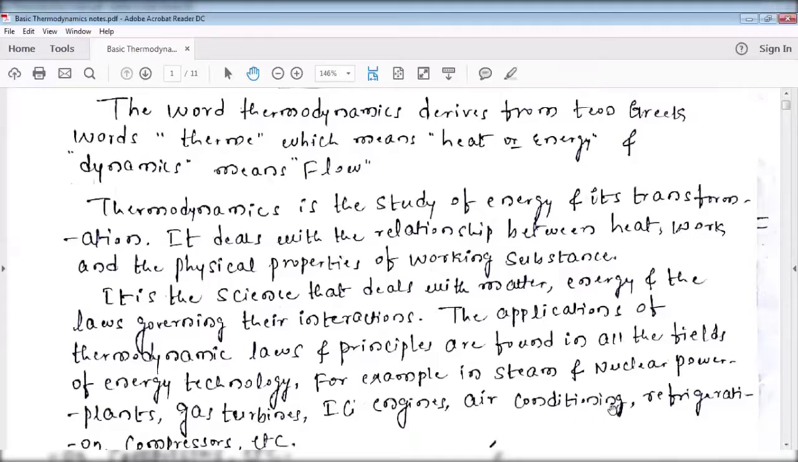Then air conditioning system. That is one application of thermodynamics. In the air conditioning systems, we are extracting the heat from the room to be cooled. Then we are sending that heat to the atmosphere. Continuously we are extracting the heat from the room to be cooled and sending it to the atmosphere. Like this, we use thermodynamics in the air conditioning systems.